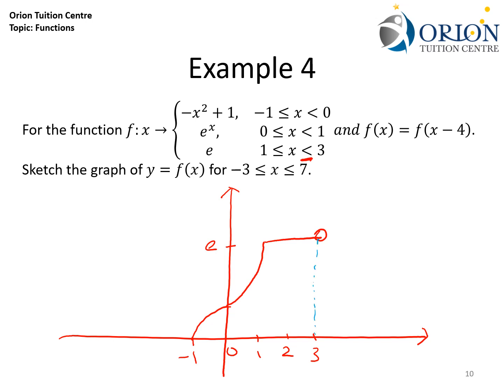We need to draw it from -3 to 7. So now let's draw from 3 to 7. So it is another 4 units from where we ended. So it is just nice another clone of this portion over here. So at 4 it is going to be at 1. At 5 it's going to be at e. And for 6 and 7, they are all going to be constant values at e. So we get this graph that looks like this.